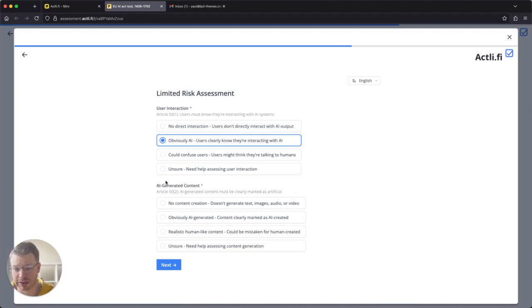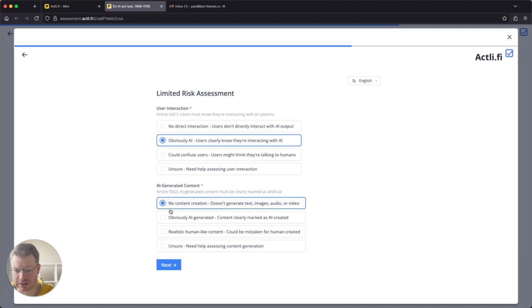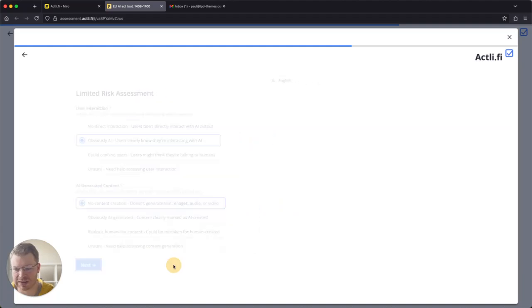And here we have to select if your system generates any content. If your system doesn't generate any content, just select this one. If your users know that this content is generated by AI, select this one. If users don't know or are unsure that this content is generated by AI, you have to select this one. And if you're unsure what to answer, provide all information here. I will just select here that my system doesn't generate any content. So let's go to the next step.